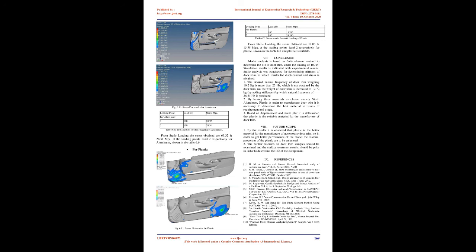1. By the results, it is observed that plastic is the better material for the manufacture of automotive door trim, so in order to get better performance of the model, the material properties of the plastic are to be enhanced. 2. Further research on door trim samples should be examined and the surface treatment results should be prioritized in order to determine the life of the component.